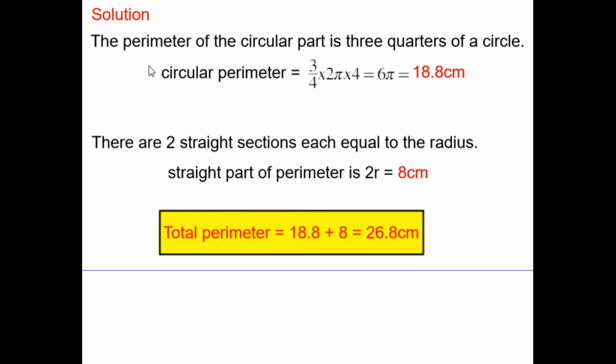Here's the solution. The perimeter of the circular part is 3/4 the perimeter of a circle. So it's 3/4 of 2 pi times r, which is 18.8 centimeters. The 2 straight sections are just 2 radiuses, which is 8 centimeters. So the total is 26.8 centimeters.